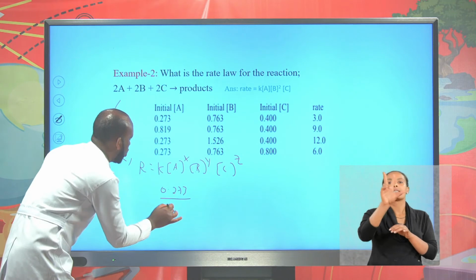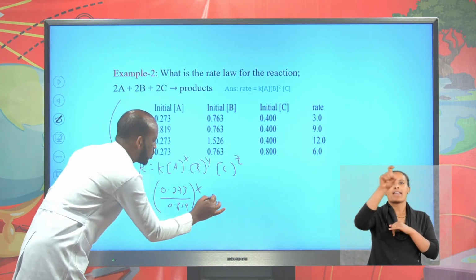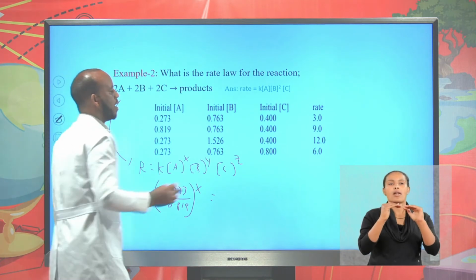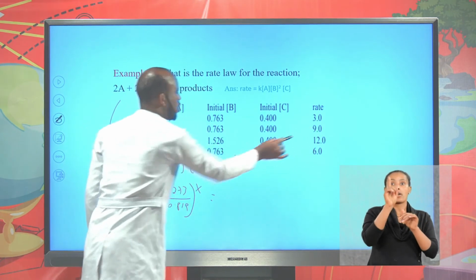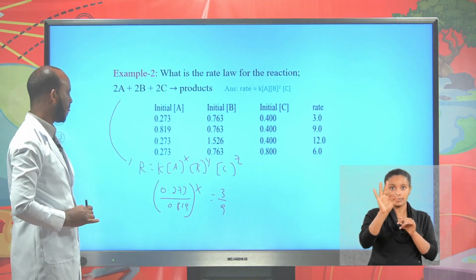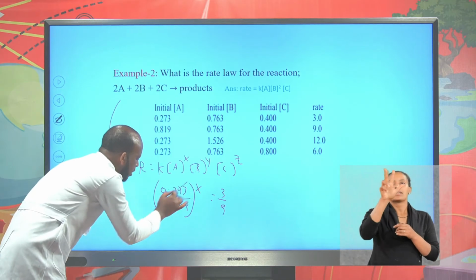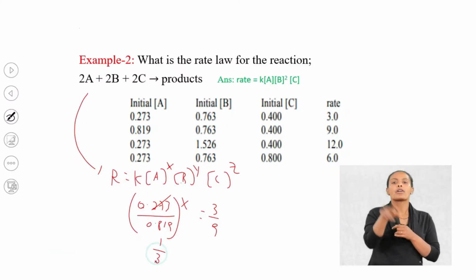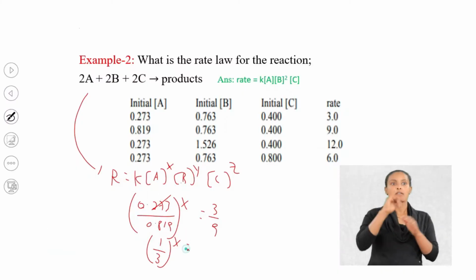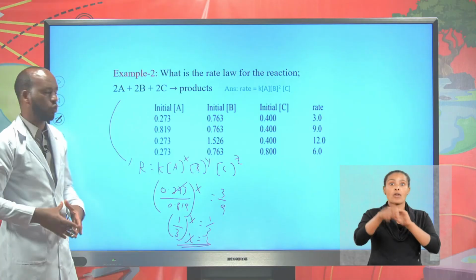Now, 0.273 divided by 0.819 to the power X equals rate 1 divided by rate 2, which is 3 over 9. This is 1 over 3 to the power of X, equal to 1 over 3. From this, X equals 1. The value of X is 1.